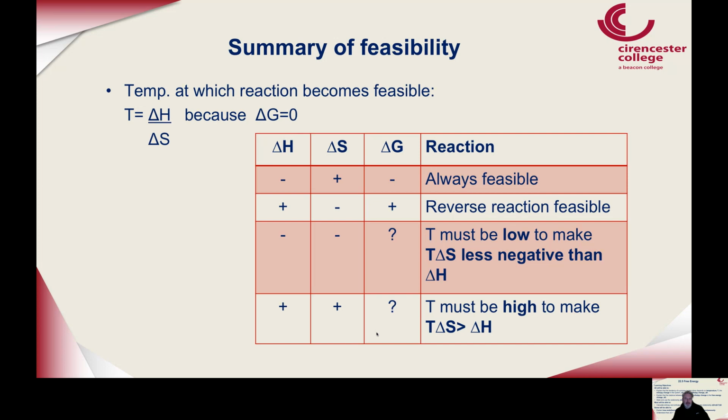If delta H is positive and delta S is negative, then delta G is positive, the forward reaction is not feasible, but the reverse reaction would be feasible. That's something to bear in mind: the reverse reaction would be feasible, the forward one is not. If they are both negative, then temperature must be low in order for the reaction to be feasible.